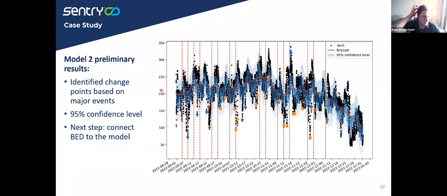So Selena, can you run the second poll, please? Thanks, Selena. Okay, so I assume people can see this. Which of the following is not a benefit of real-time event detection?